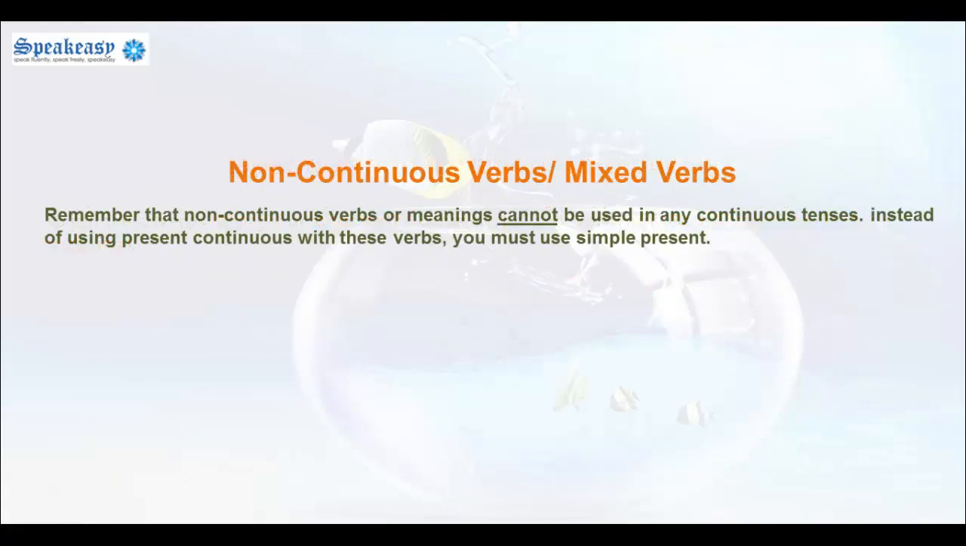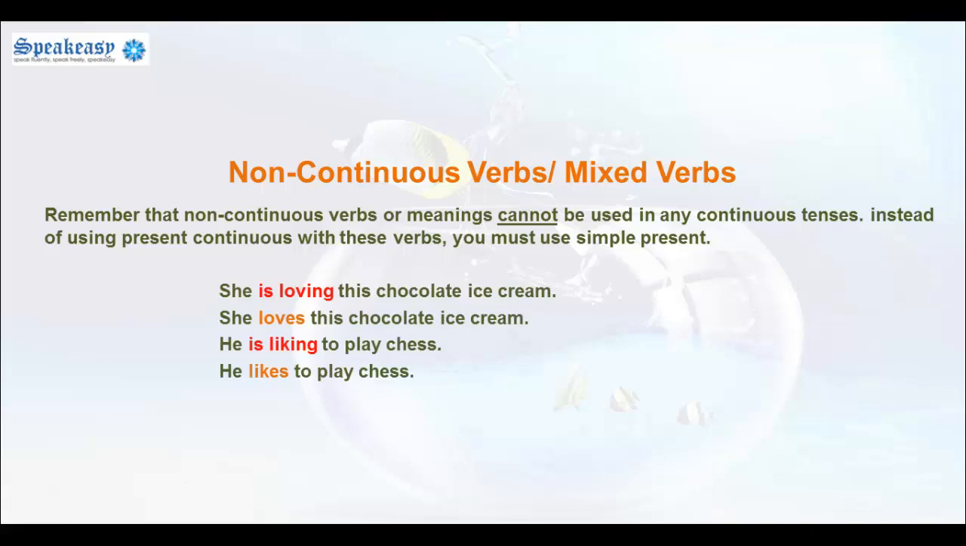Remember that non-continuous verbs or meanings cannot be used in any continuous tenses. Instead of using present continuous with these verbs, you must use the simple present. So we would not say, she is loving this chocolate ice cream, but rather, she loves this chocolate ice cream. Also, we would not say, he is liking to play chess, but rather, he likes to play chess.